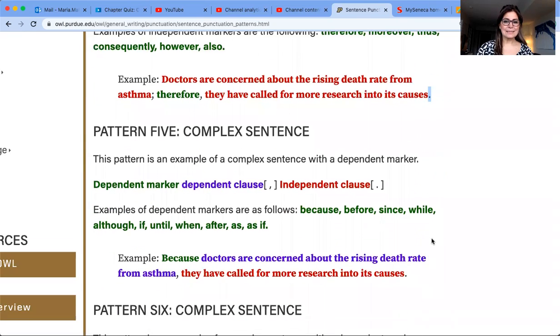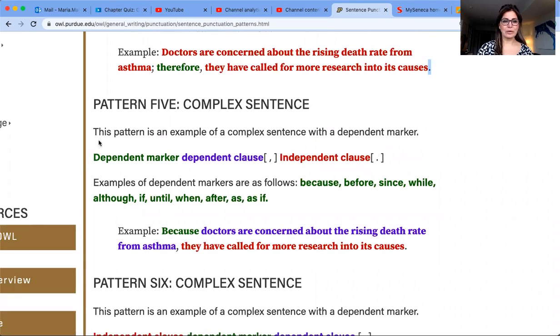For complex sentences, as the next level of punctuation, because the nature of complex sentences is one complete idea and one or two or more incomplete ideas or dependent clauses, the punctuation would be slightly different. If I have conjunctions such as because, before, since, while, although, if, until, when, after, as, or as if, then I need to have one comma in between and then a period at the end.